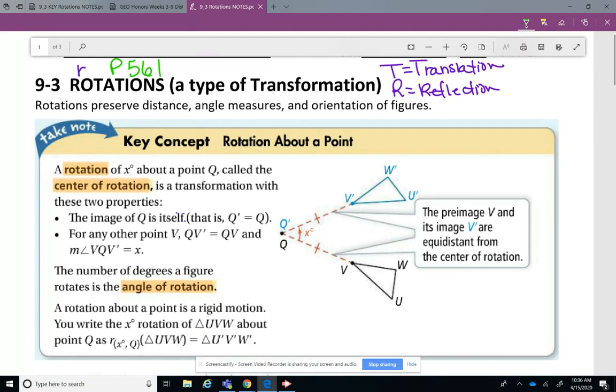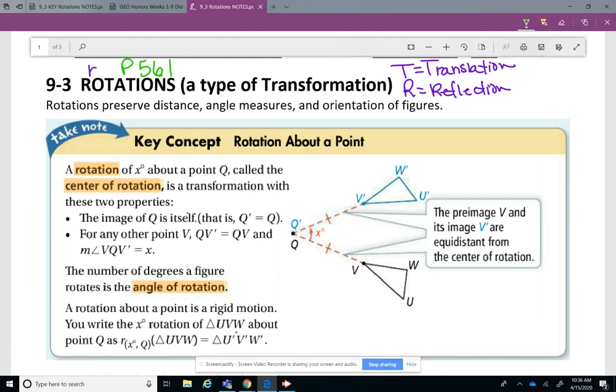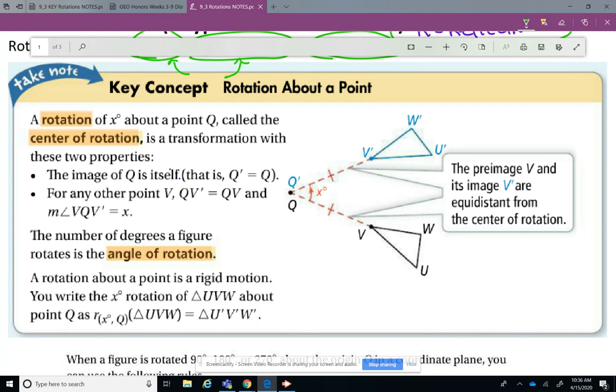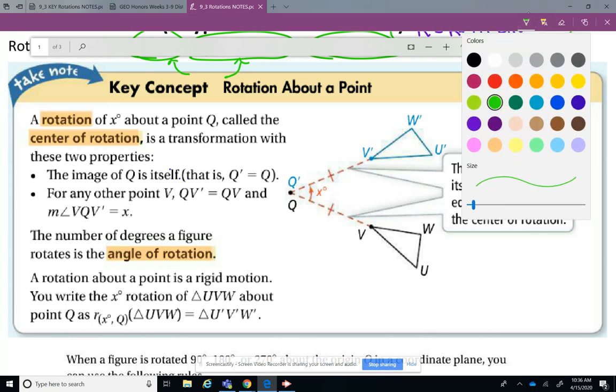The first point here is that rotation preserves distance, angle measures, and orientation. I want to key in on distance and angle measures. That means it's a rigid motion, because remember, translations and reflections also preserve distance and angle measures. Now we're going to look at this information in this table, box, whatever you want to call it. It's a lot of information, so we're going to take it a little bit slow.